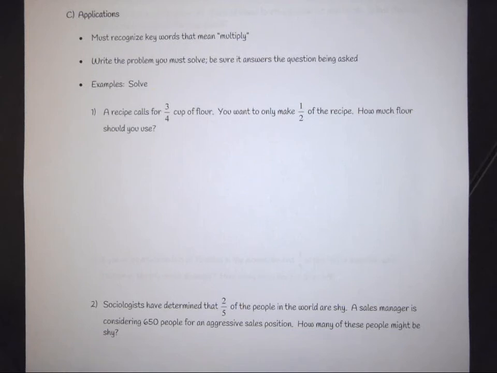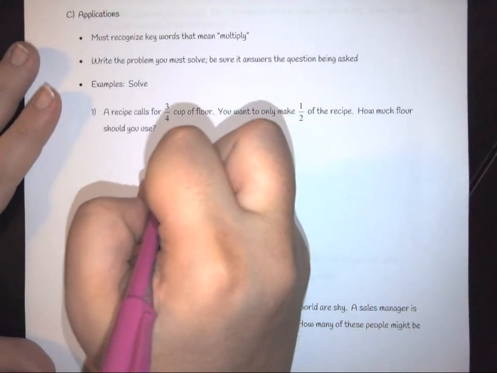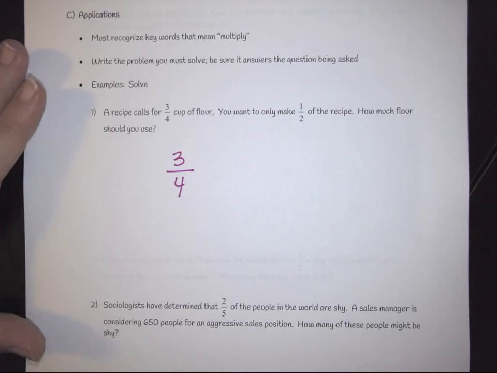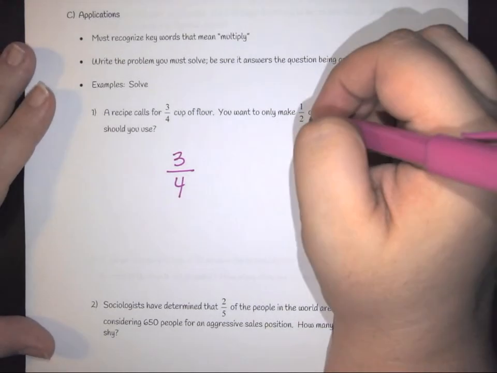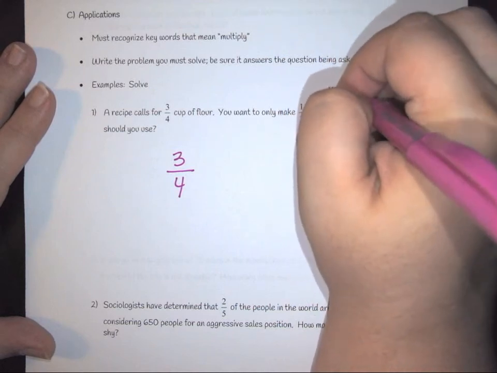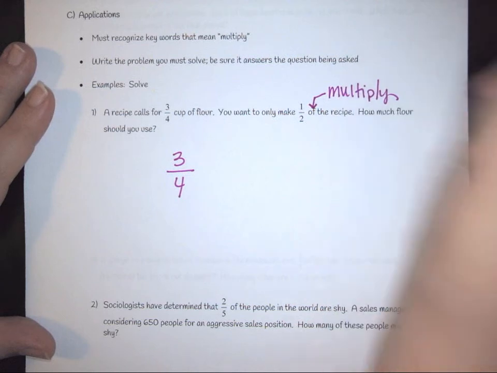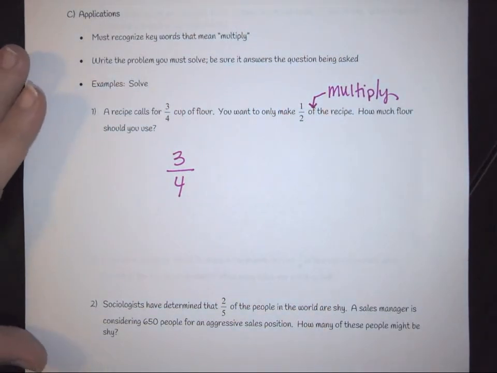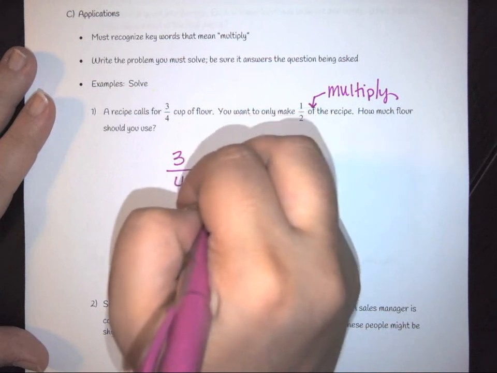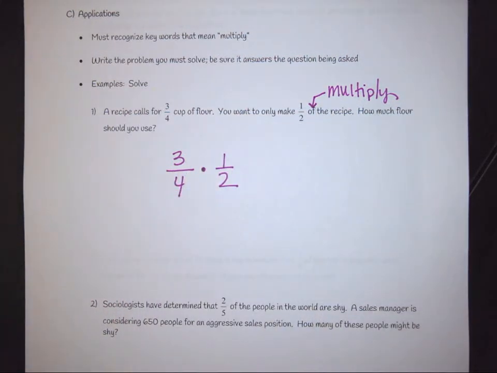So in this case, what do we know? Well, we know that we are starting with 3/4 cup of flour, and I only want to make half, okay, of the recipe. So right here, this is signifying that you want to multiply. So we have to multiply our 3/4 by 1/2.